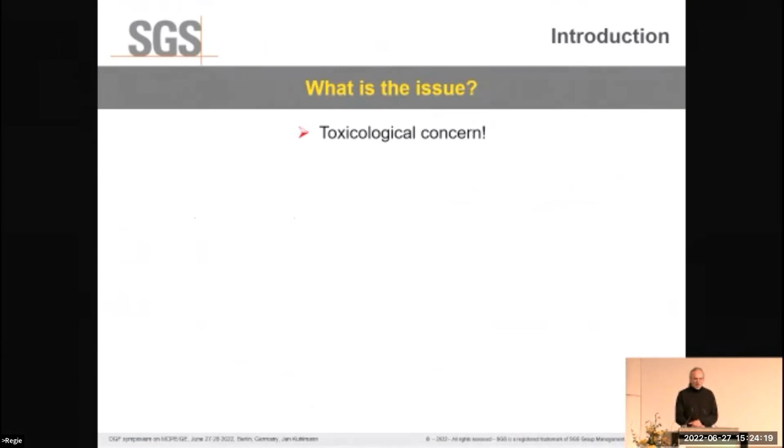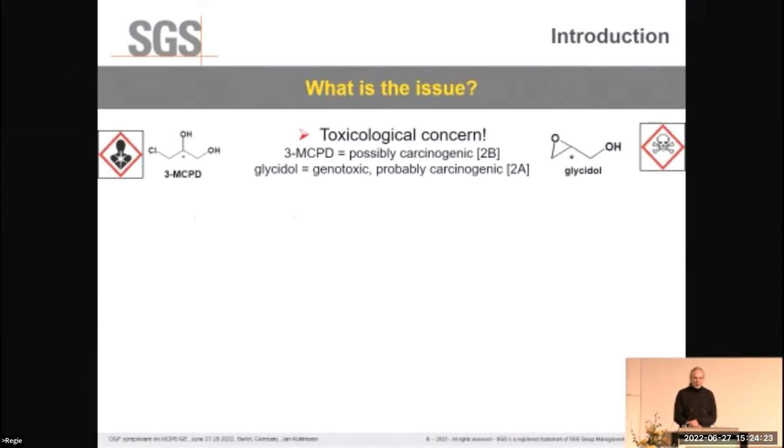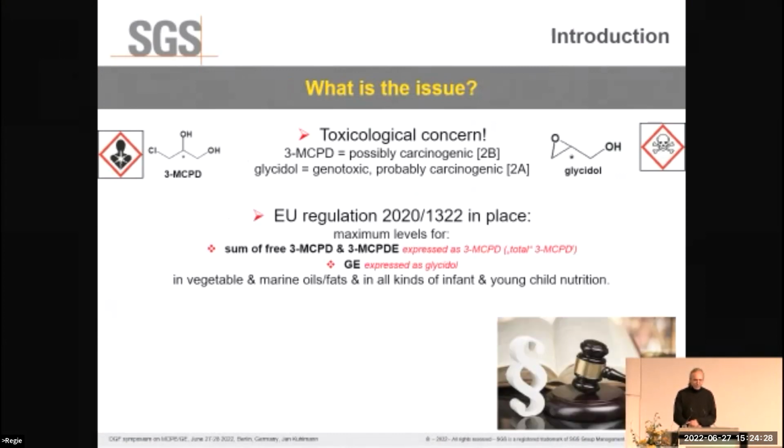Now, what's the issue? We have the toxicological concerns that already have been addressed. So Glycidyl being more problematic than 3-MCPD. And we learned from France that the regulation 2020-1322 is in place for the sum of 3-MCPD and 3-MCPD esters expressed as 3-MCPD, I call it total 3-MCPD, just as a short abbreviation, and GE expressed as Glycidyl in all kinds of vegetable, marine oils and fats and infant and young child nutrition.